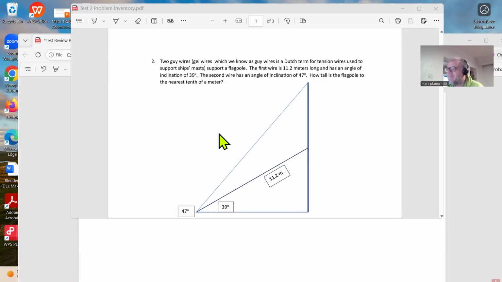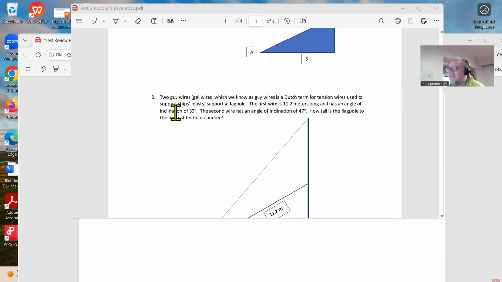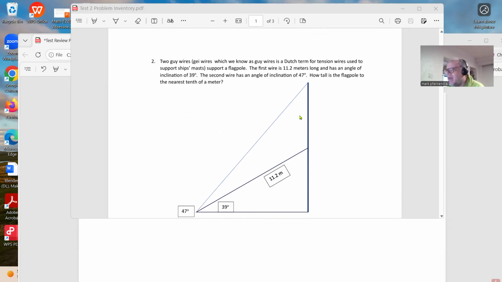We are going to be looking at problem number two here. So we have two guy wires, which is a Dutch term, and pretty much what we're doing is trying to stabilize this pole. Okay, and that's what we're trying to do with this. And then we want to know how long the flagpole is.